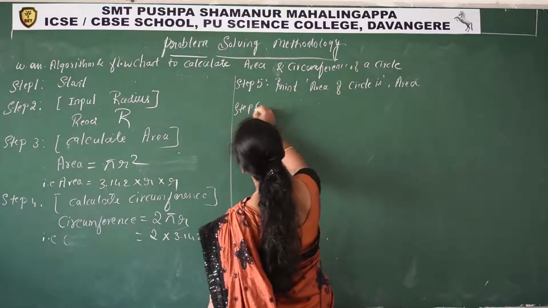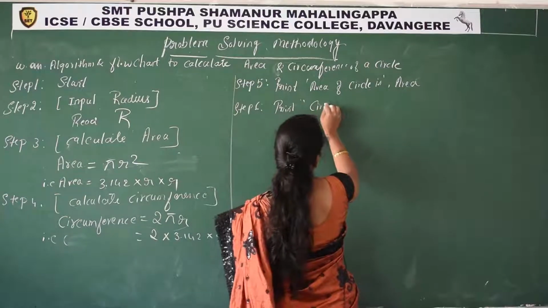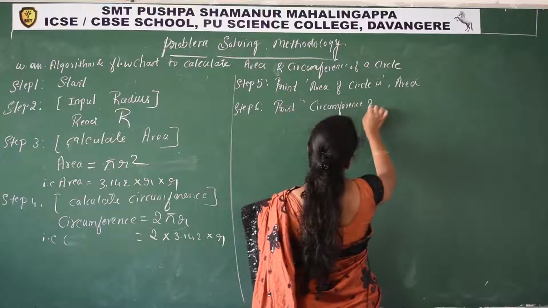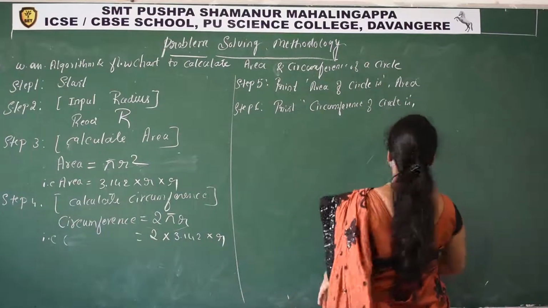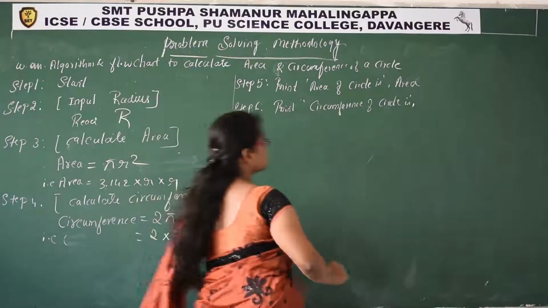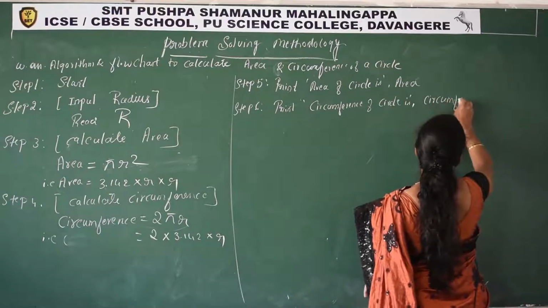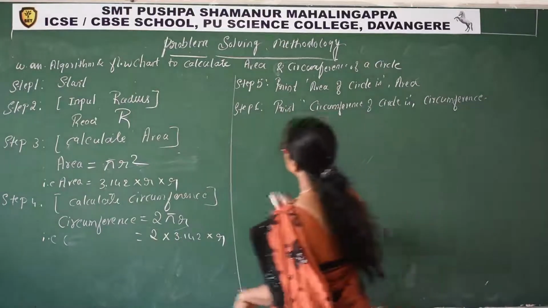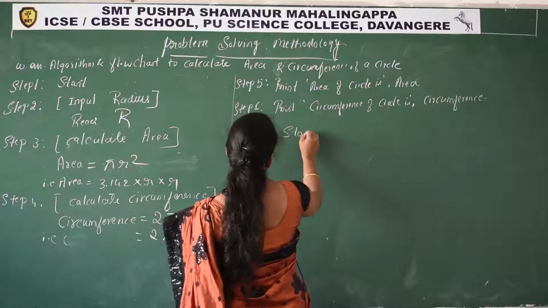Step 6. Print circumference of circle is, the full word I had taken here, the value is stored in circumference. Now, step 7, stop.